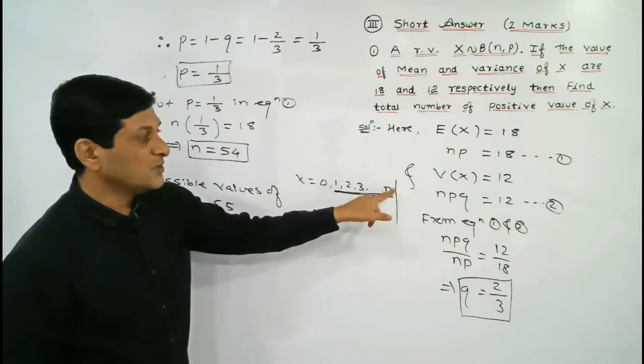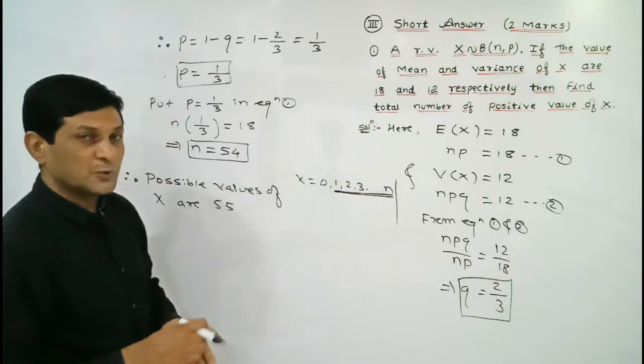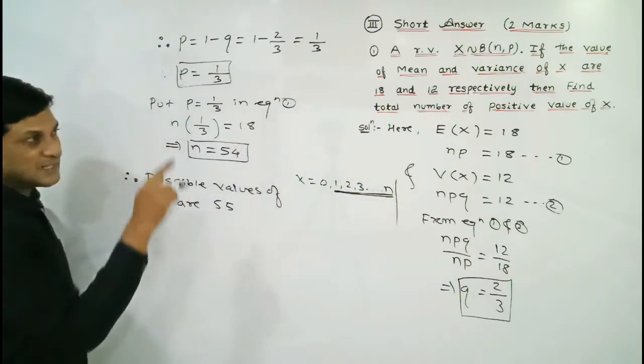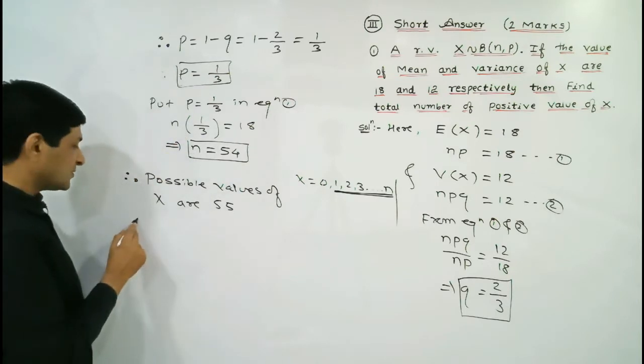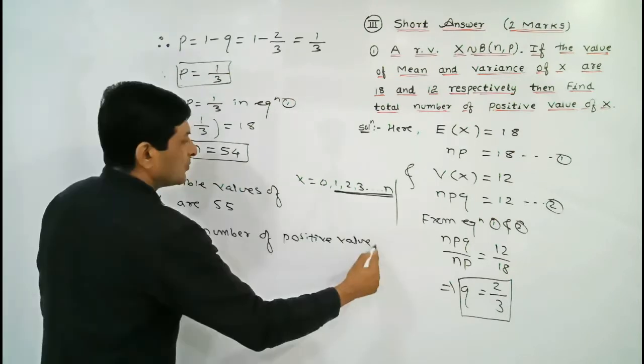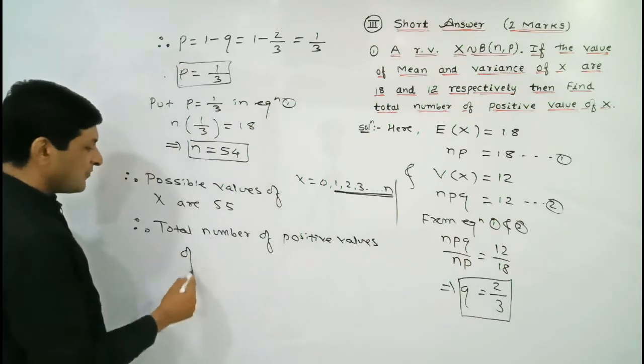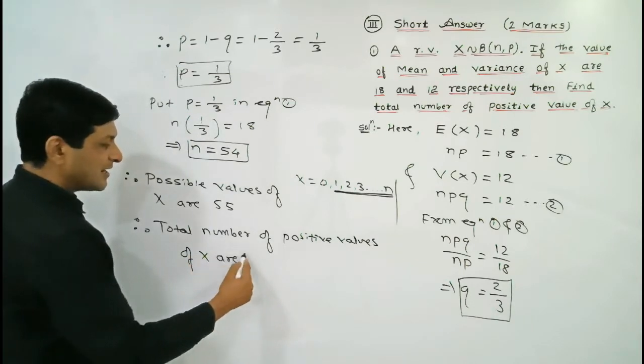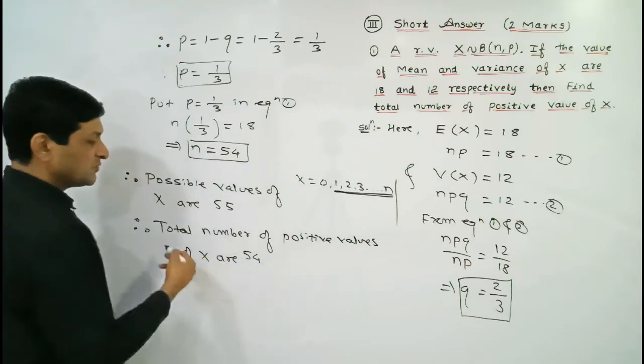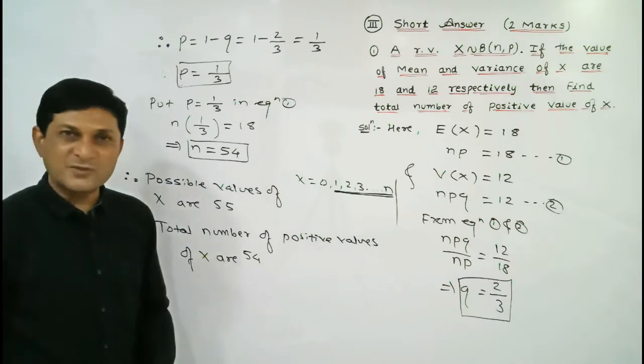If we leave out zero, how many numbers remain? 1, 2, up to n, which is 54 here, meaning total 54 values are there, which are nothing but positive. So the total number of positive values of x is 54. In this way we have got the total number of possible values of x.